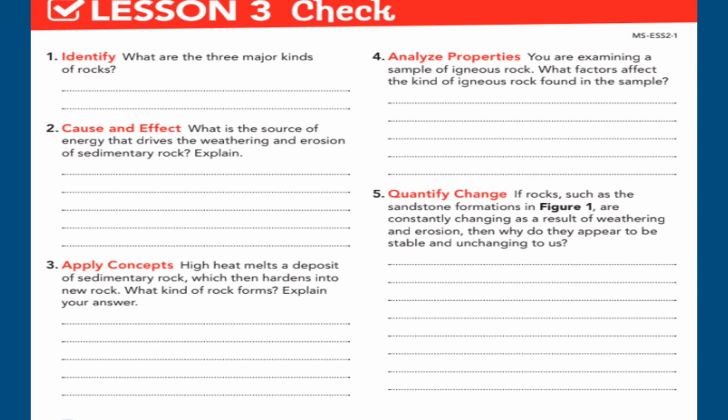5. If rocks such as the sandstone formations in Figure 1 are constantly changing as a result of weathering and erosion, then why do they appear to be stable and unchanging to us? So these formations are constantly changing, but the changes occur on a time scale much longer than human lifetimes, so we are not able to witness the slow change.